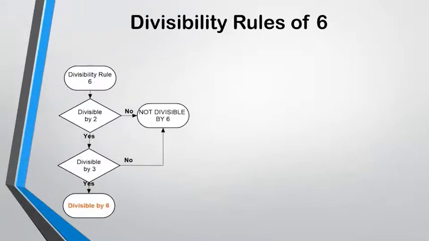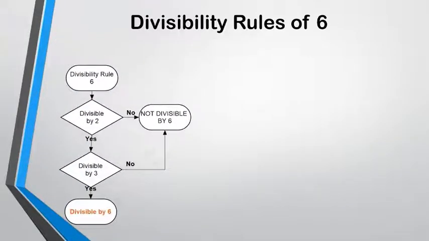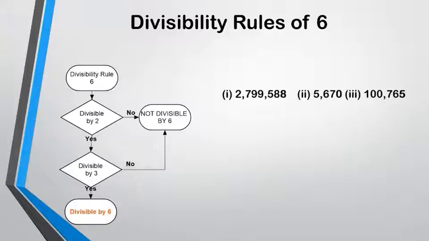Now we will learn the divisibility rule of 6. The divisibility rule of 6 is that if it is divisible by 2 and if it is divisible by 3, then it is divisible by 6. So let's check the divisibility rule of 6 on these numbers. We already know the divisibility rule of 6. So let's check. Number 1 is divisible by 2. Number 2 is also divisible by 2. But number 3 is not divisible by 2.